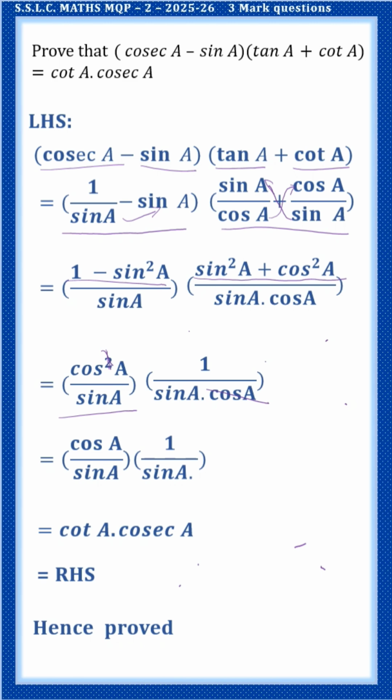I hope you have understood the concept very well. Here the main concept is the trigonometric identity sin square A plus cos square A is equal to 1.